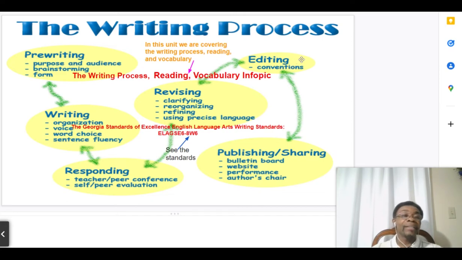And from the editing stage, we will be looking at the publishing or sharing with your classmates. We also have the opportunity to put it on the school website for others to see, or parents to see your final product.